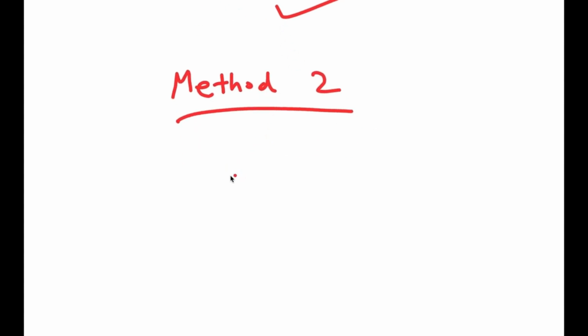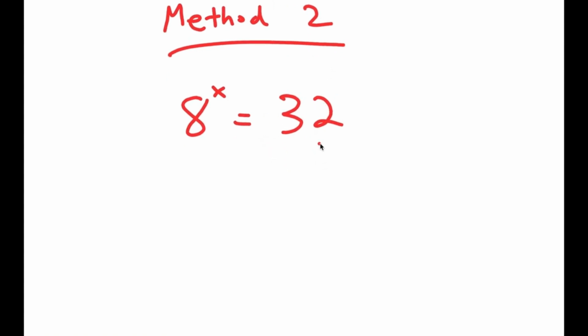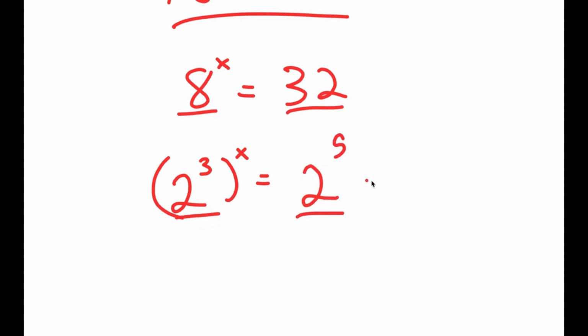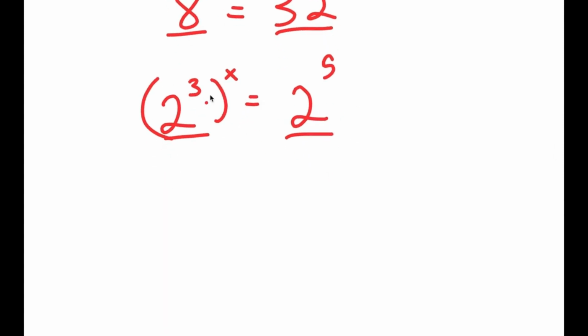Now, I also have a second method of solving this problem, and this is a simpler method. We have the same equation, 8 to the power of x is equal to 32. For this method, I'm just going to start by rewriting these two numbers. 8, I'm going to rewrite as 2 to the power of 3, and 32, I'm going to rewrite as 2 to the power of 5. So I'm rewriting both of these as the same bases, which makes them much easier to solve.